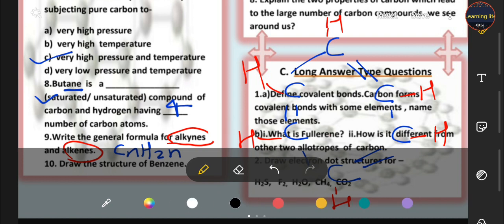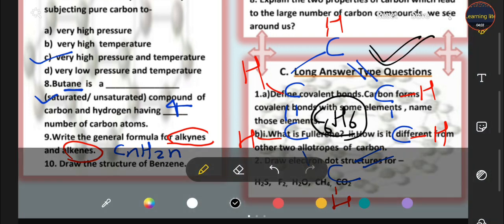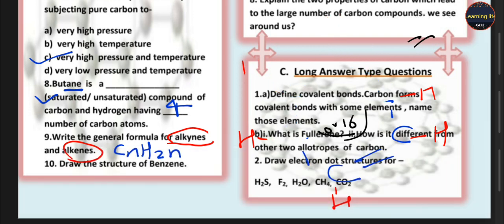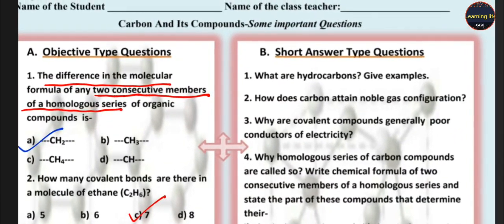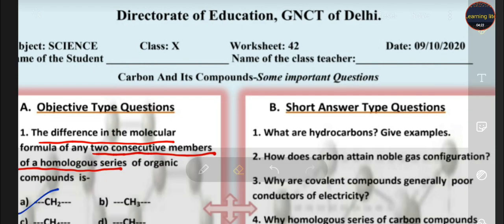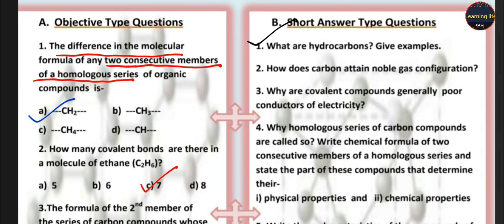What is the formula, student? C6H6. This is the formula of benzene and this is the structure of benzene. I think it's very easy to draw. You can easily draw it by remembering the alternating double and single bonds. Okay, students. Let's move to our short questions now. First is, what are hydrocarbons? Give examples.